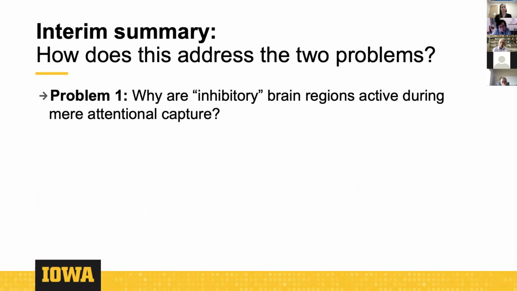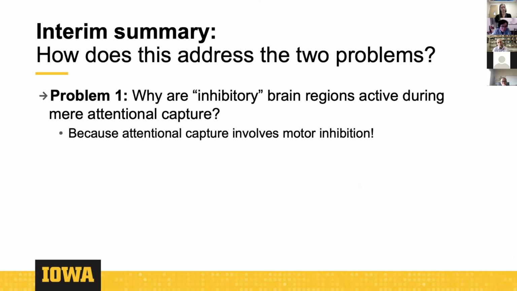How does this address the two problems that I outlined? The first problem was, why are, quote unquote, inhibitory brain regions active during mere attentional capture? And that's because attentional capture involves motor inhibition. Anytime you have an infrequent event, you will automatically trigger motor inhibition in the form of reductions of the EMG, reductions of corticospinal excitability, and early EEG signatures that distinguish ignore and stop trials from go trials.